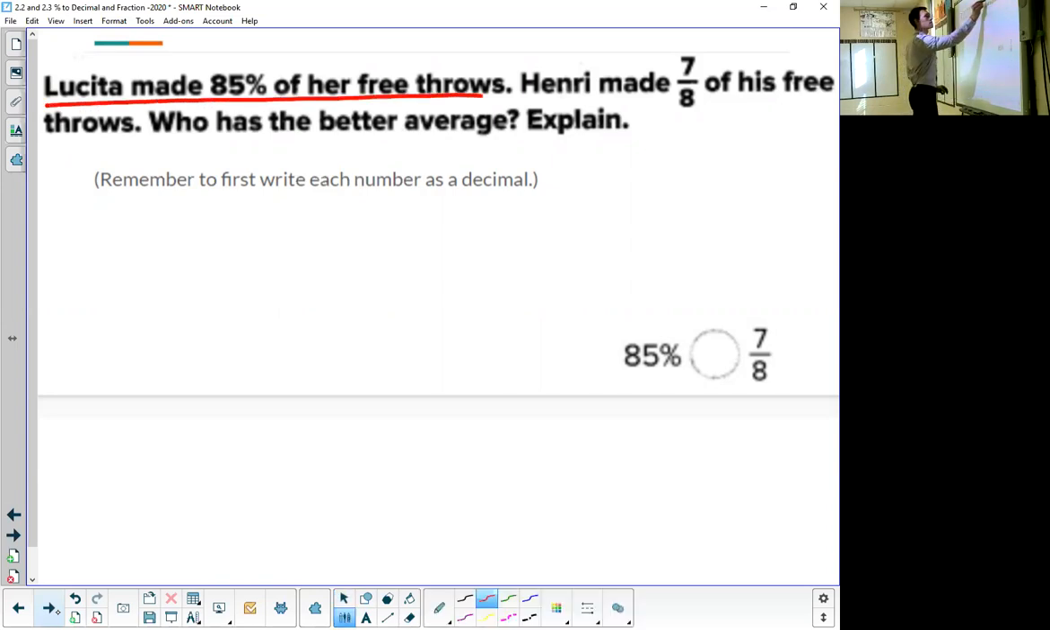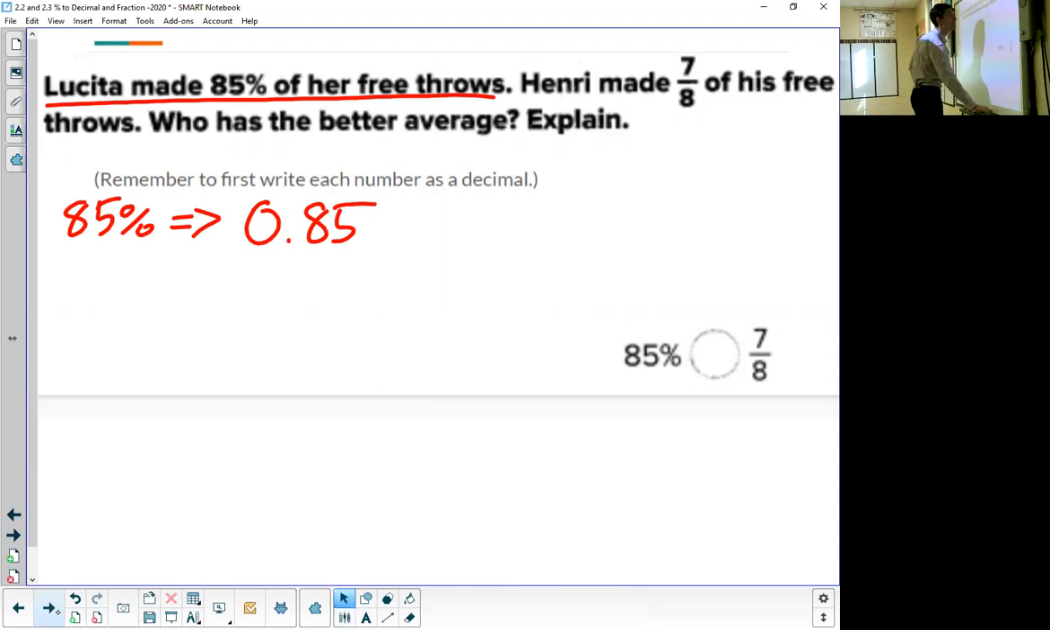With Lucita's 85%, convert that into a decimal. Remember, if we move the decimal 2 spaces to the right to make a percent, we're going to move 2 spaces to the left. And we'll get 0.85. That is Lucita. Now, Henry, on the other hand, has 7/8.